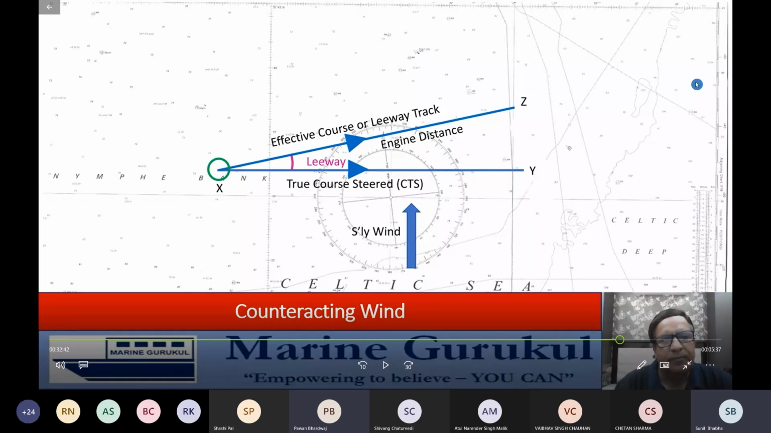Right. Very good. So in case of counteracting, the leeway angle is applied on the windward side. And in case of allowing for the wind, the leeway angle is applied on the leeward side or the downwind side.